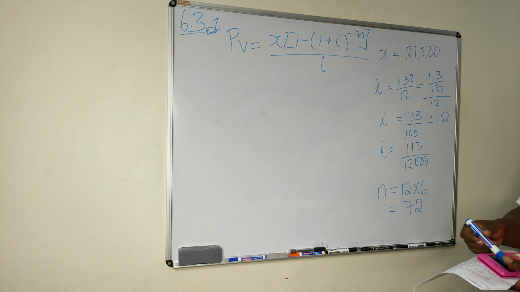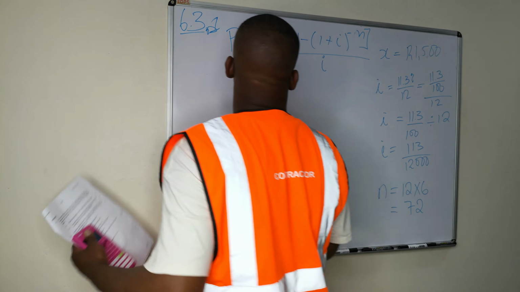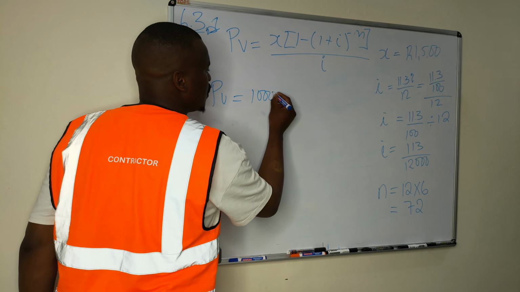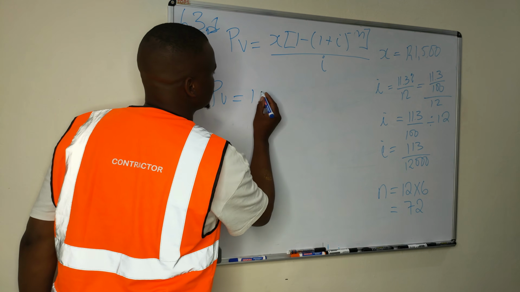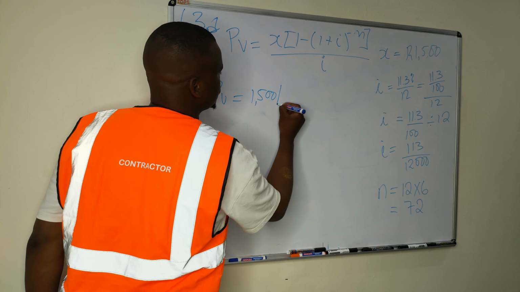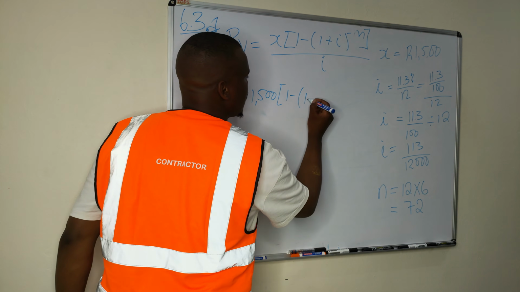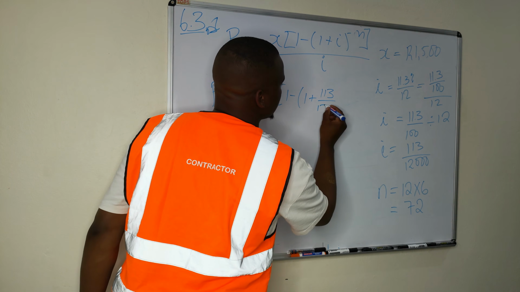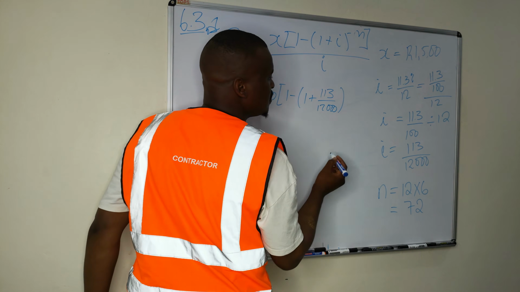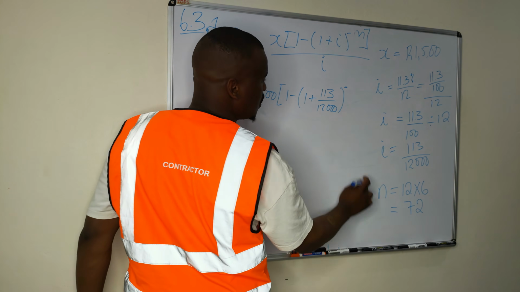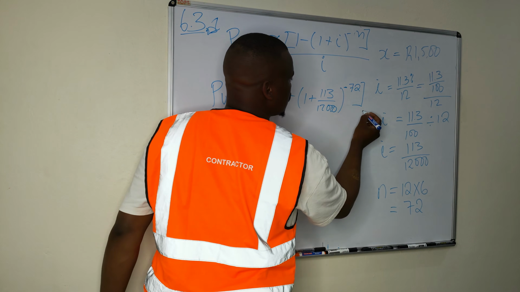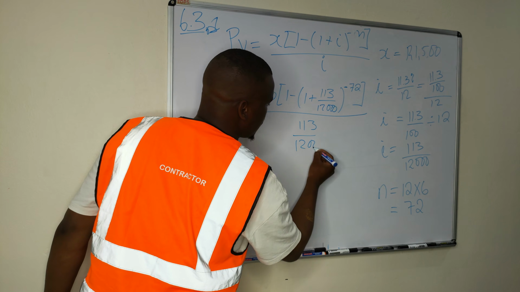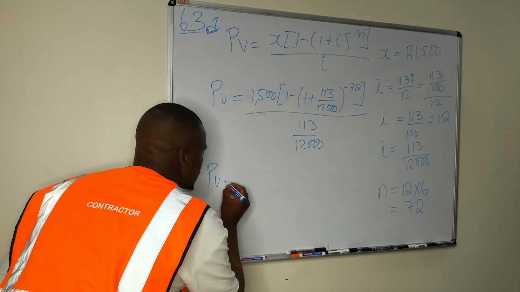So now what we want is our present value. To find our present value, say okay, present value is equal to 1,500 times 1 minus 1 plus our I, which is 113 over 12,000, all raised to N, which is minus what? Minus 72, all over 113 over 12,000.